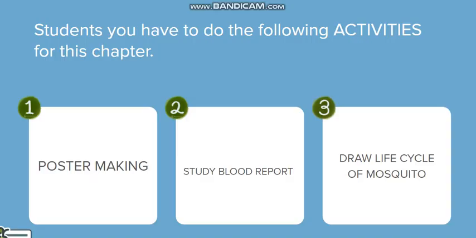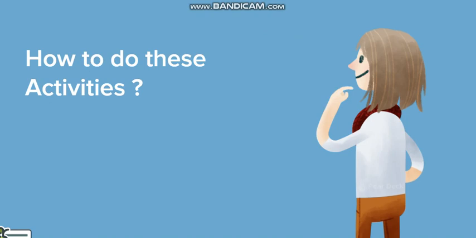Students, you have to do the following activities for this chapter. Here are 3 activities. Poster making activity. The second one is study blood report and the third activity is draw life cycle of mosquitoes. Let us see what to do in these activities in detail. How to do these activities? Let us see.